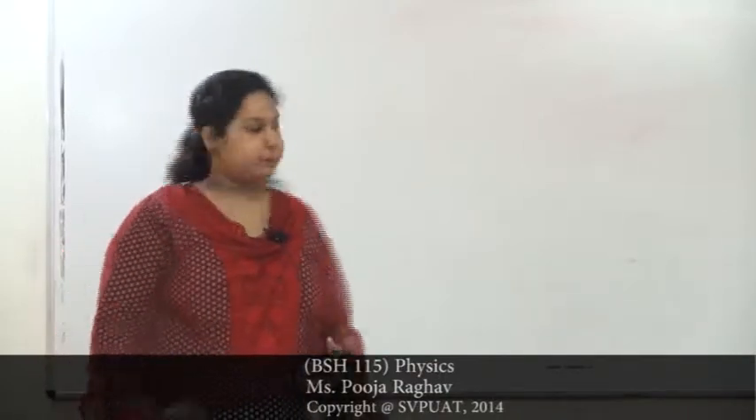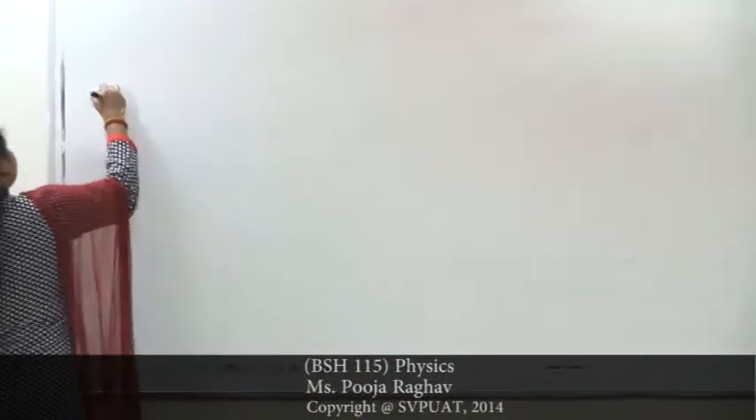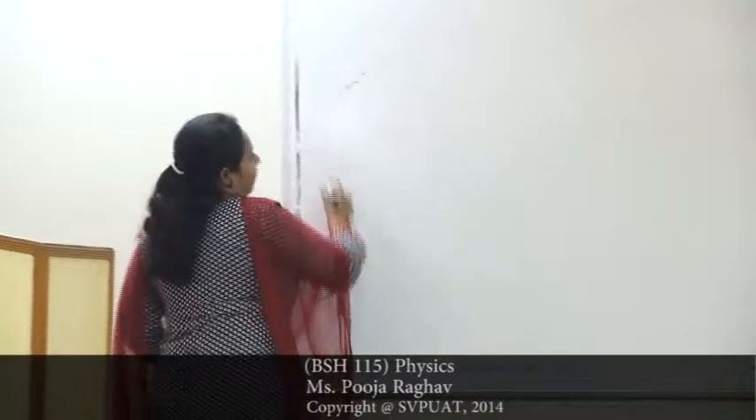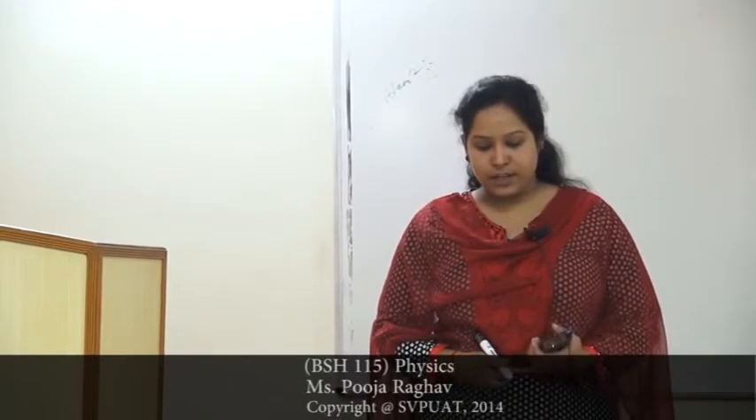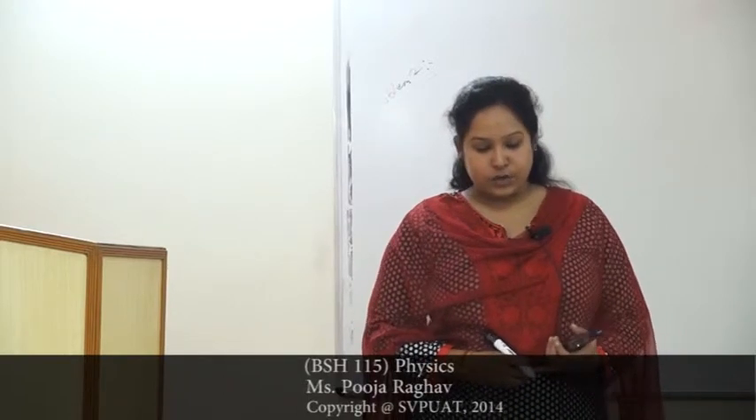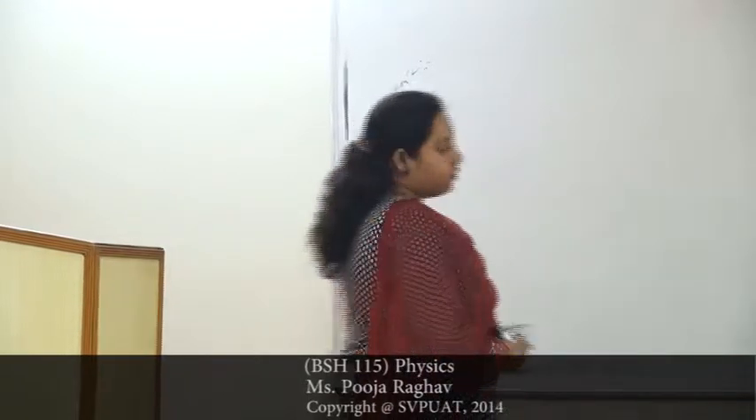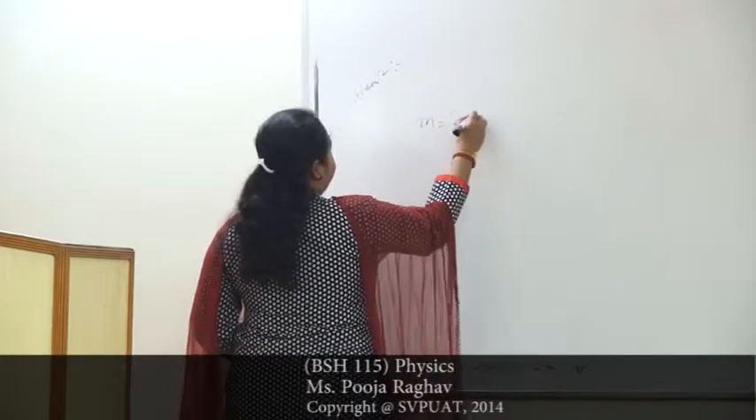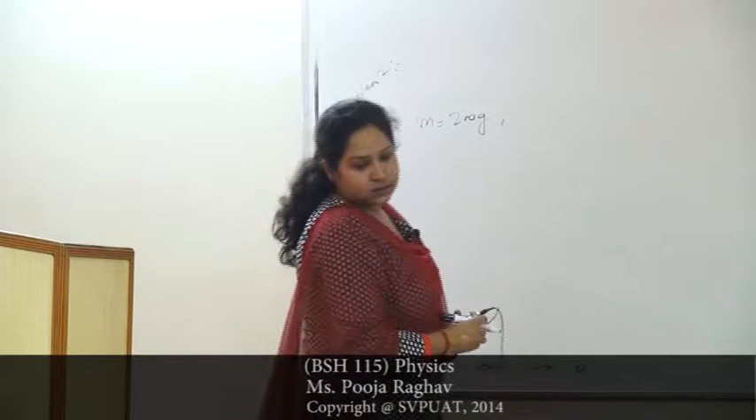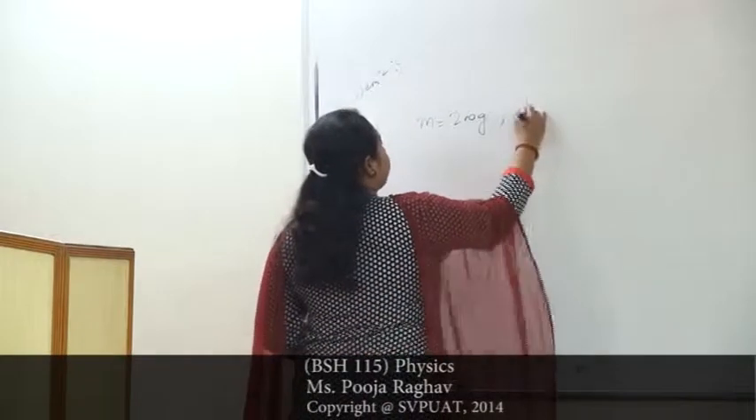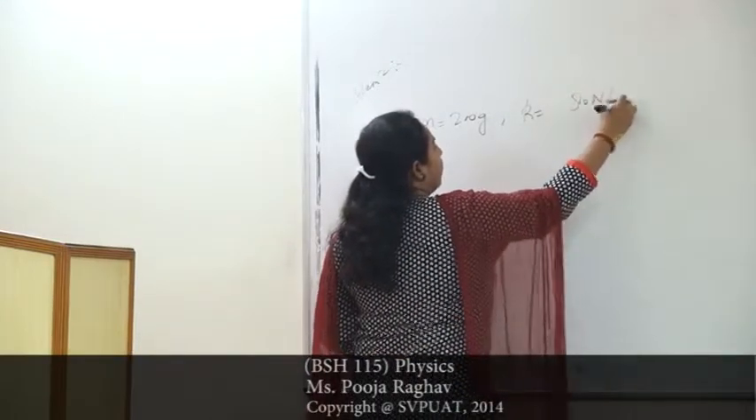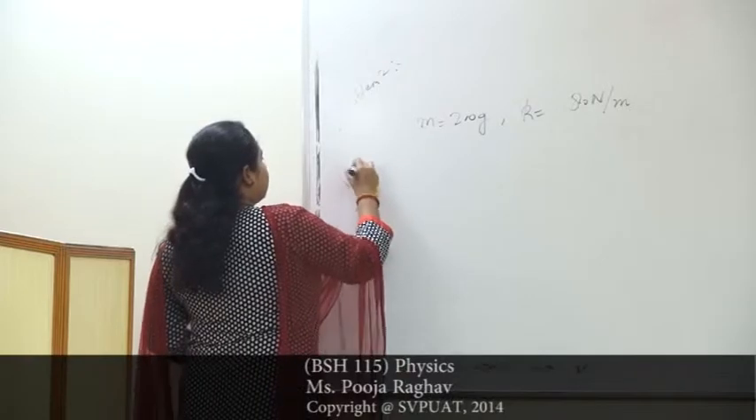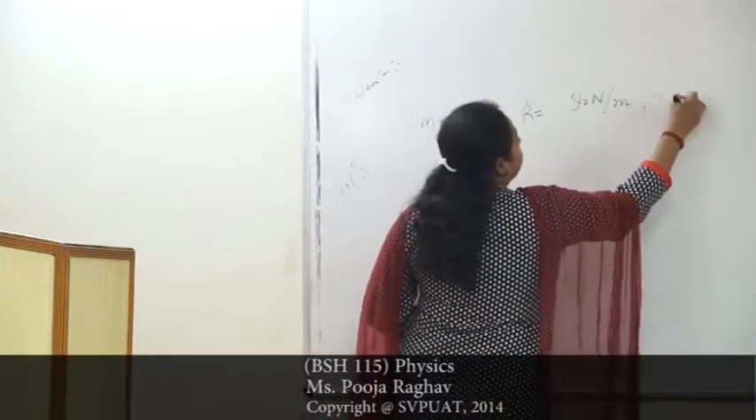We take the problem 2. A particle of mass 200 gram executes a simple harmonic motion. The restoring force is provided by a spring constant 80 Newton per meter. Find the time period. M equals 200 gram and K equals 80 Newton per meter. Then the formula is used. We find out time period.